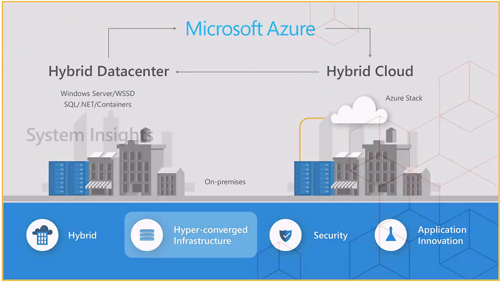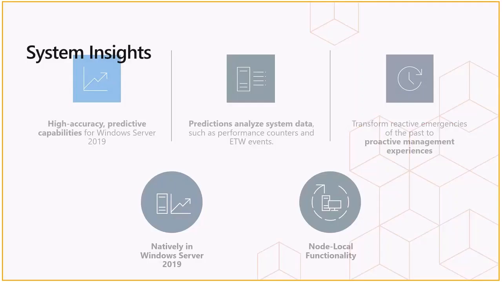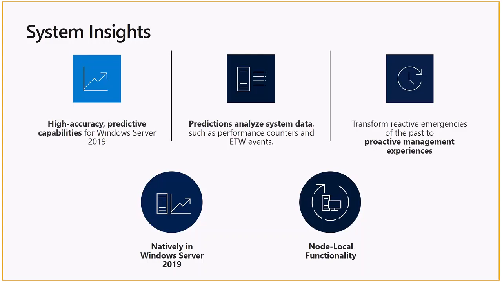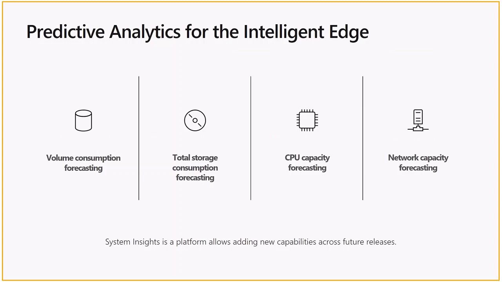Continuing across that hyper-converged infrastructure story, performance is one side of it, but capacity planning is another very important part. So Microsoft introduced System Insights, and the whole point of this is what you see on the screen in front of you. They wanted something natively in Windows Server 2019 that gave people real and relevant information, and tried to give us some predictive analytics about four key areas: volume consumption, total storage consumption, CPU capacity, and network capacity.